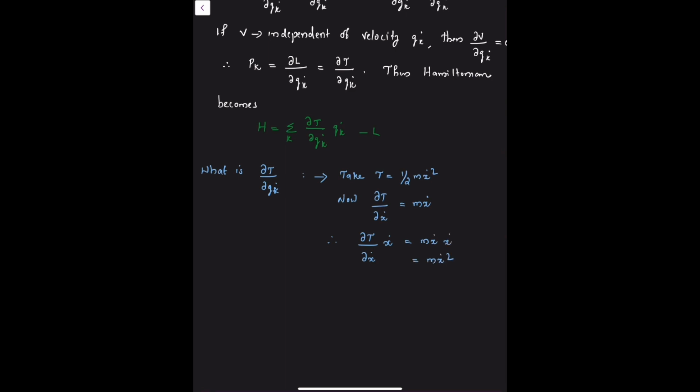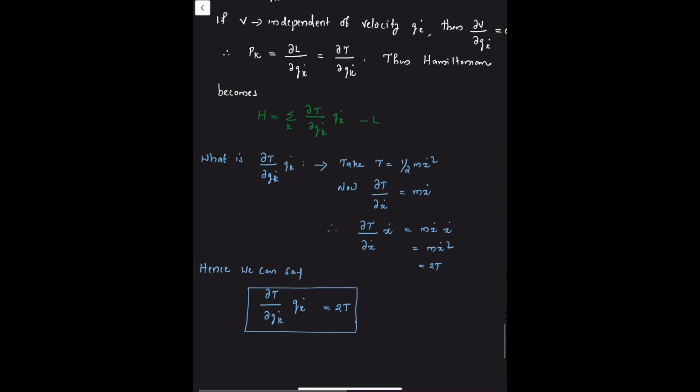Then what is m x dot square? That is 2 times kinetic energy. That is, ∂T/∂x dot into x dot is nothing but 2 times kinetic energy. So we can generalize this thing. We can say ∂T/∂qk dot into qk dot is nothing but 2 times the kinetic energy. So the first term, that is the sum over k of ∂T/∂qk dot into qk dot, is nothing but 2 times the kinetic energy. This is also an important relation.